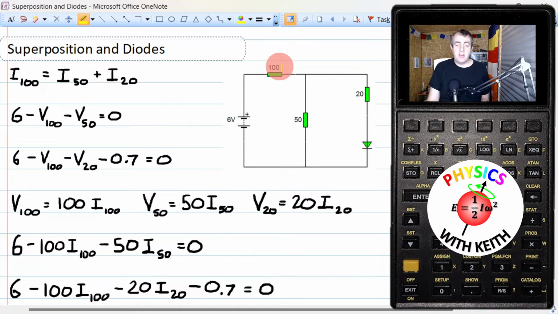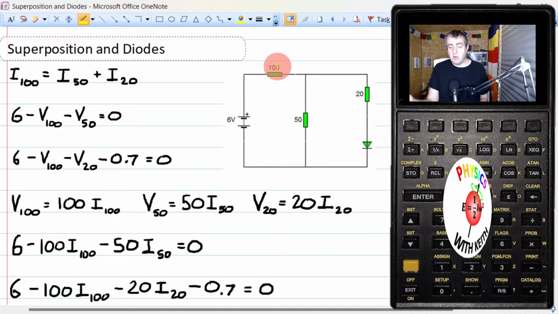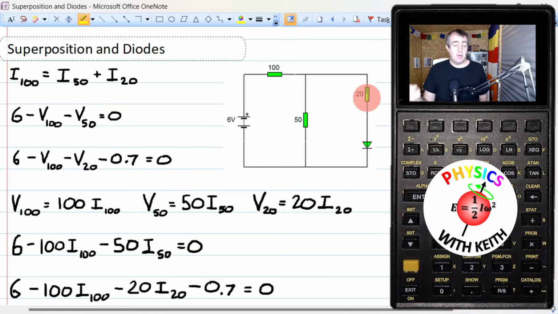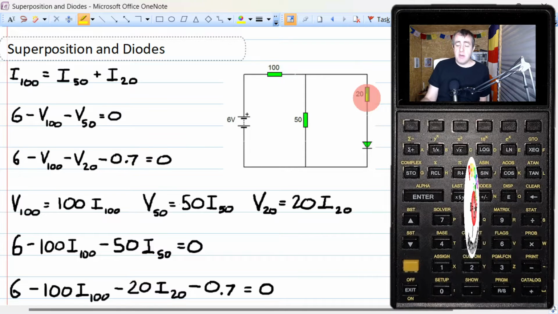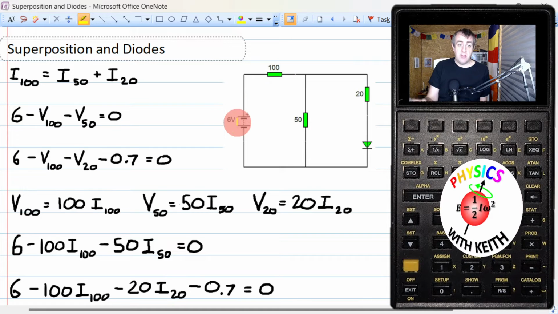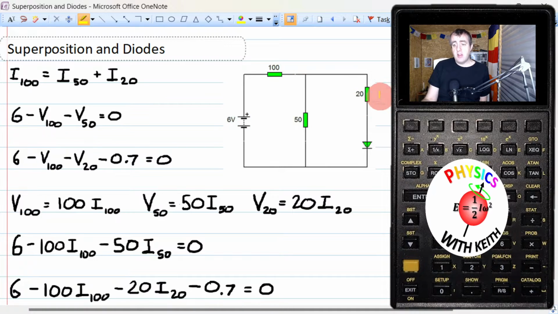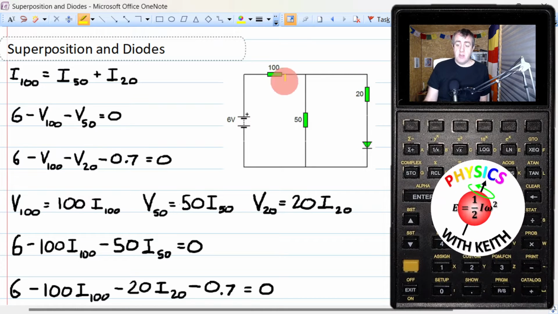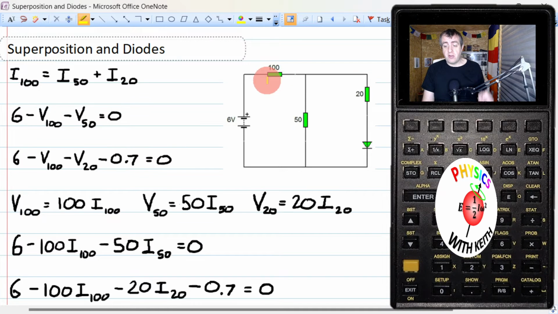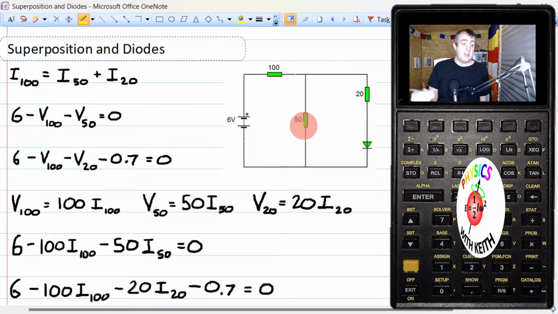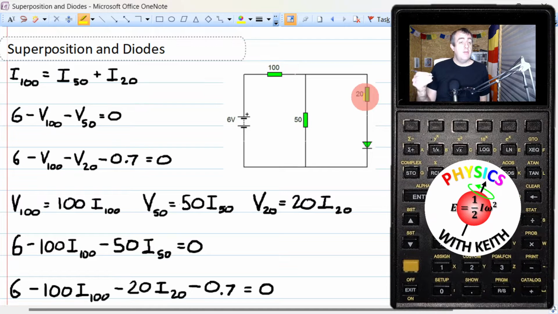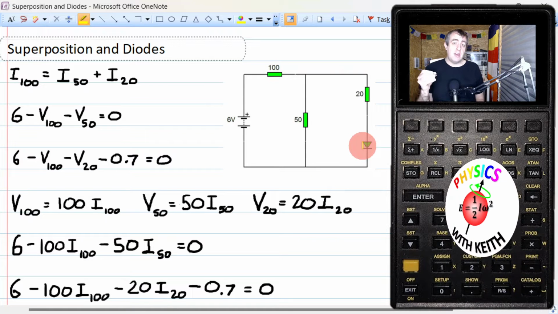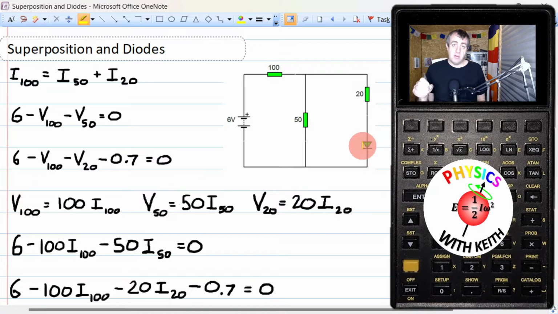But the notation I've used here is the current through the 100 ohm resistor, I'm calling I100, through the 50 ohm resistor, I'm calling that I50, through the 20 ohm resistor, I'm calling that I20. Bear in mind the current through the 100 ohm resistor will be the same as the current through the 6 volt power supply, and the current through the 20 ohm resistor will be the same as the current through the diode. In this notation, V100 is the potential difference across the 100 ohm resistor, V50 is the potential difference across the 50 ohm resistor, V20 is the potential difference across the 20 ohm resistor, and I'm assuming the potential difference across the diode is 0.7 volts.